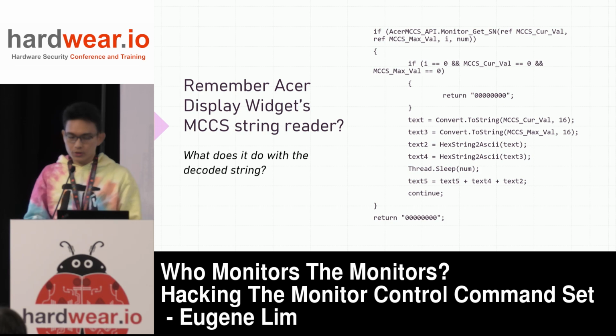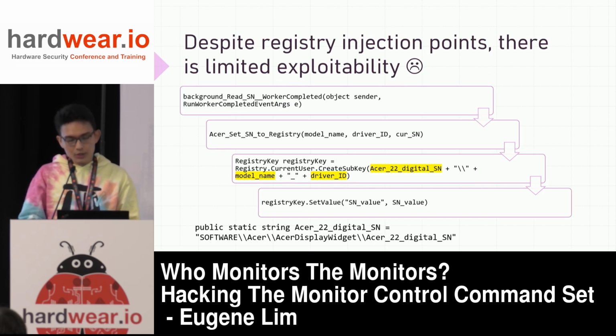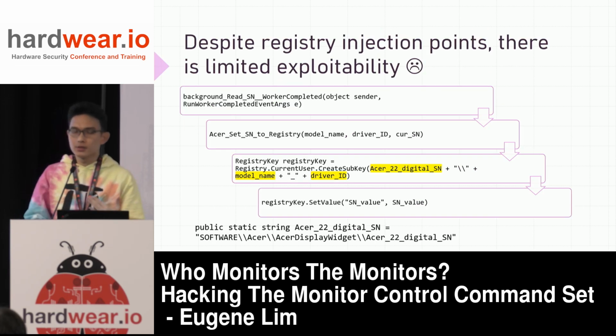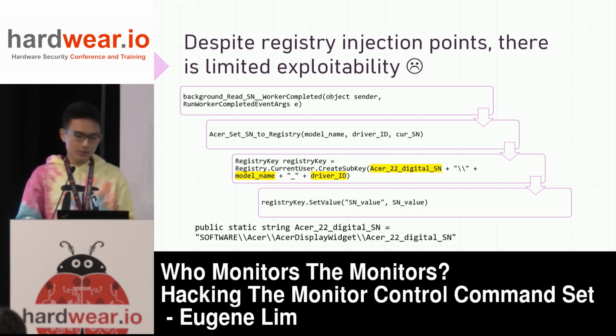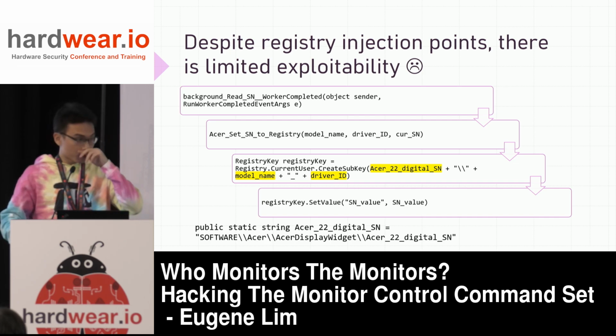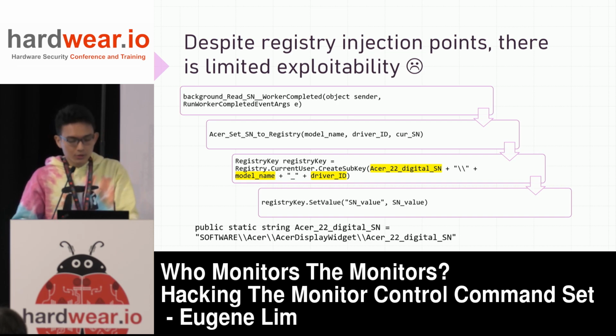So what does it do with the decoded string? In the case of Acer, after reading the serial number that's stored on the display monitor, it would actually create a registry entry and append that to the Acer display widget directory. In this case, it was interesting. You could traverse it a little bit, but there was a somewhat limited set of characters you could use, and you couldn't get too far with that. But it was still an interesting case where if you had plugged this into the wrong monitor, you'd be writing random registry entries in your computer, which is, again, not ideal.